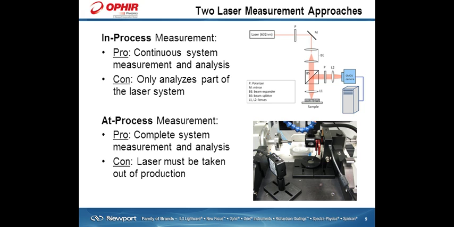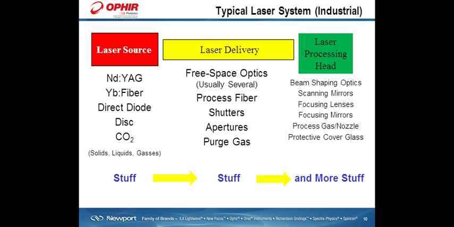When we talk about at-process monitoring, conversely, the complete system is going to be measured and analyzed. So you are measuring the laser as a complete system. But the drawback is that the laser must be taken out of production. You must take the laser offline to make these measurements. Again, I encourage you to look into either one of these approaches. It really is going to give you very good data about your laser.